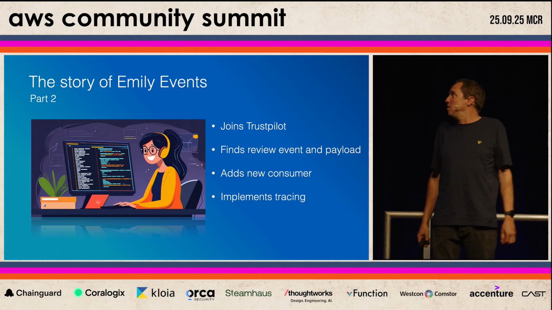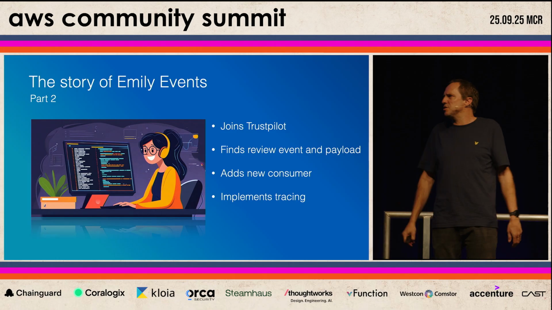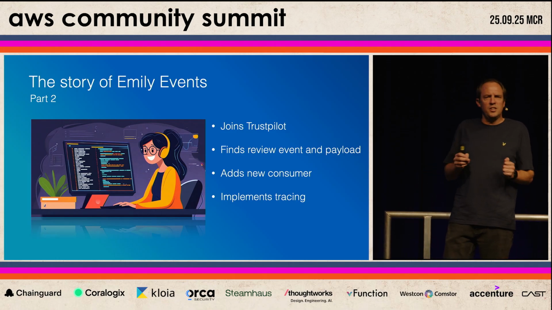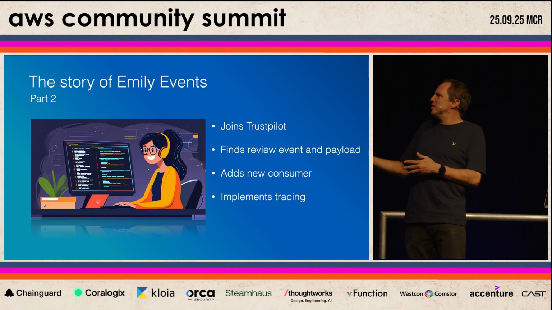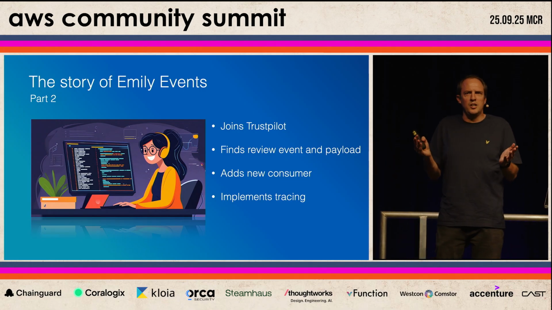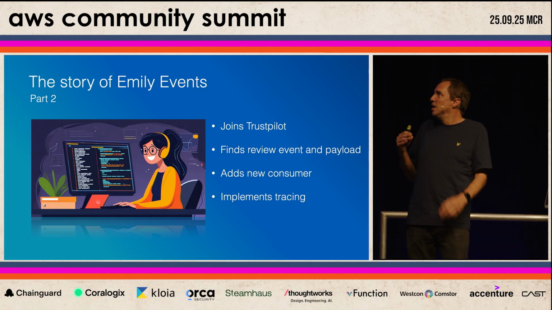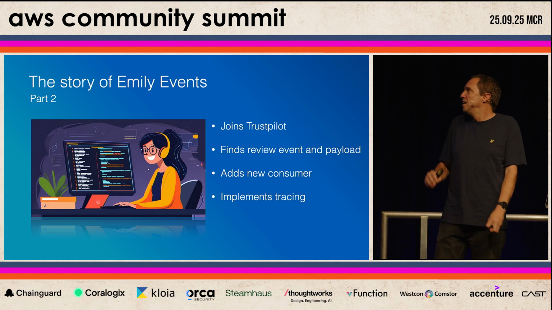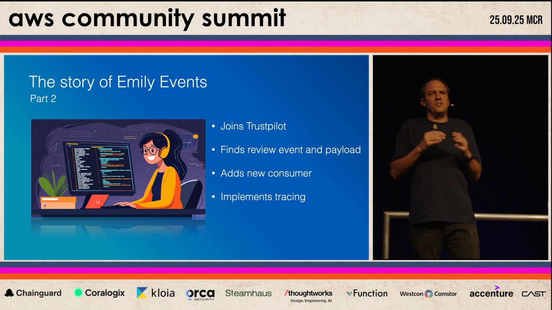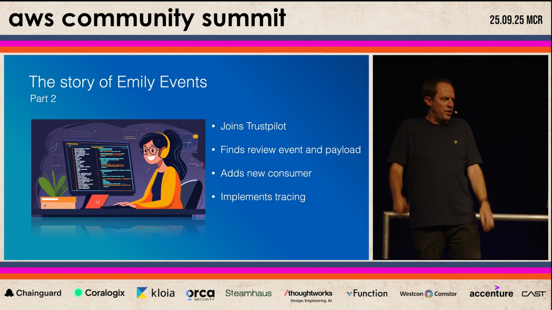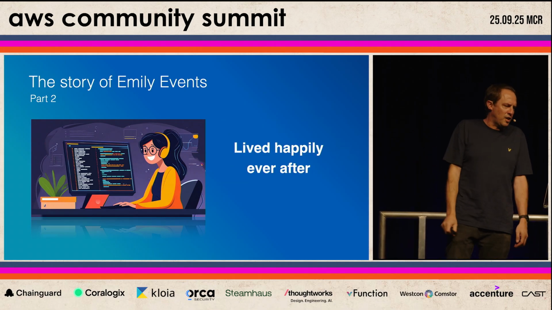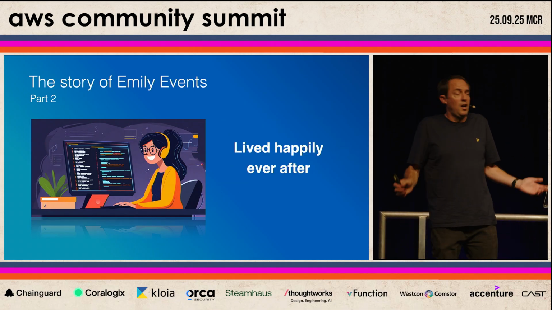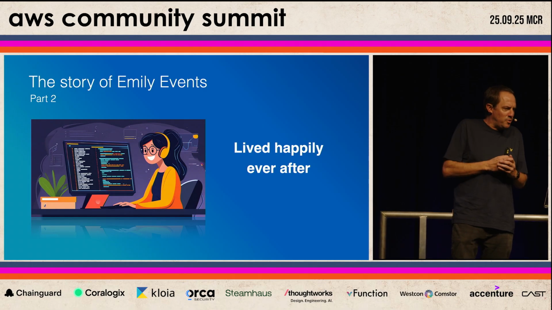And so she came along, and she went straight to schema registry. And she found the event she needed. She found the schema. She added the consumer. She didn't need to make any internal API calls because all the data she needed was there. She made a few transformations. She posted it to the API. And she didn't need to do anything to implement observability because it was already there for her. And as such, she lived happily ever after. You can't finish a story without that, can we?